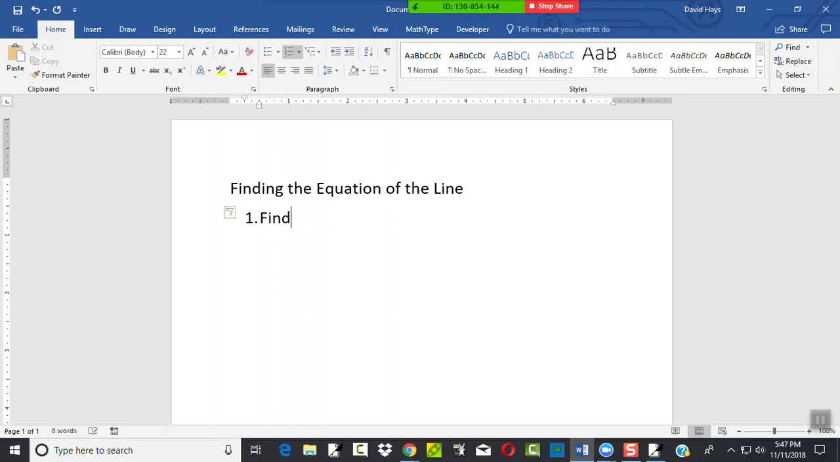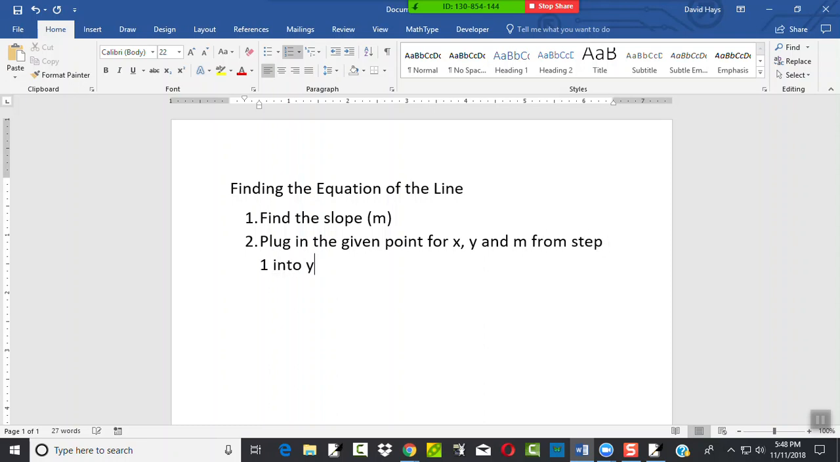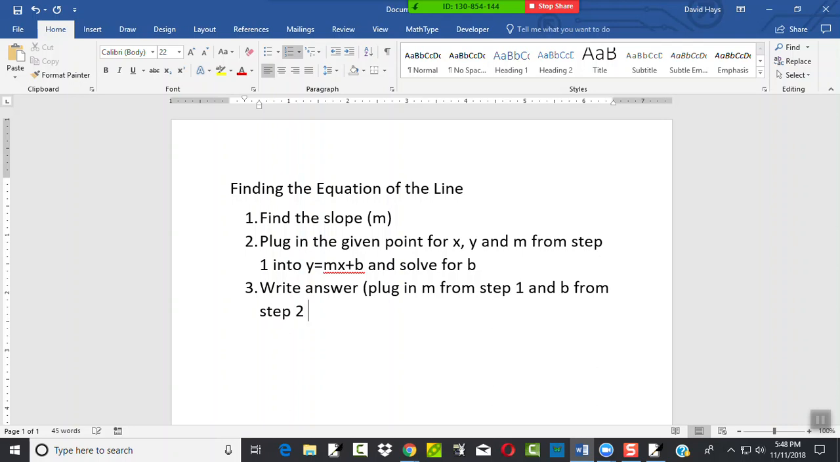Okay, find an equation of a line. Step 1 is to find the slope, m. Step 2, plug in the given point for x and y, and the m from step 1 into y equals mx plus b, and solve for b. And then step 3 is to write your answer down. Plug in m from step 1 and b from step 2 into y equals mx plus b.